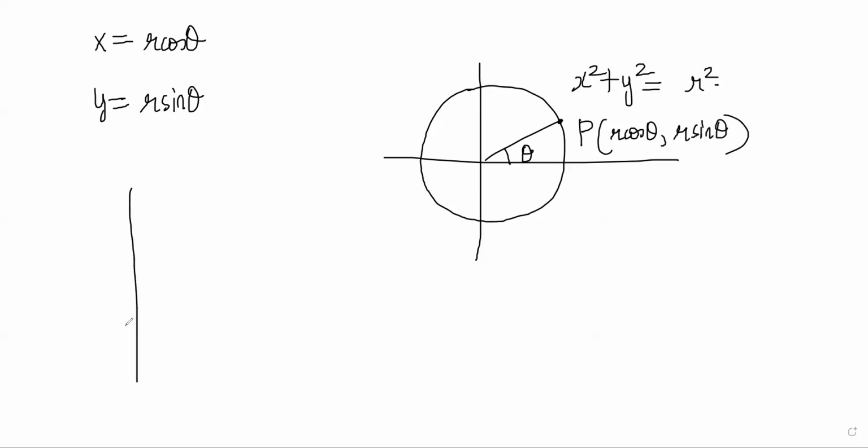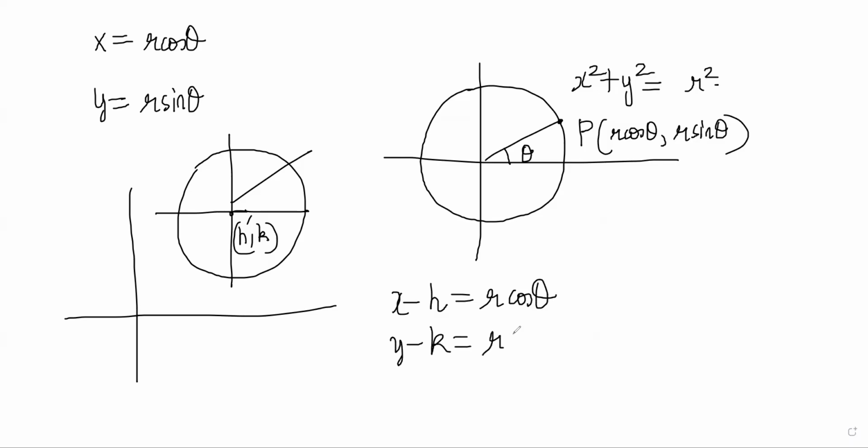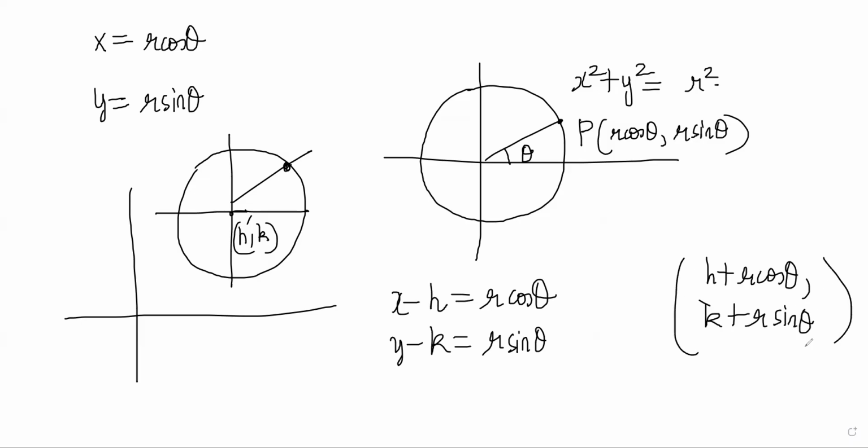In general, if the circle radius and center were not at the origin, it was a shifted circle, right? In general, if the center is h comma k, again you can do the same thing, but this time you'll say x minus h is r cos theta, and you'll say y minus k is equal to r sin theta. So in general, the coordinates of a random point on this circle would be h plus r cos theta, comma k plus r sin theta. So that will be coordinates of a point on a circle which is not centered at the origin, right?